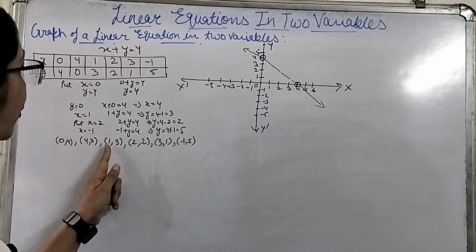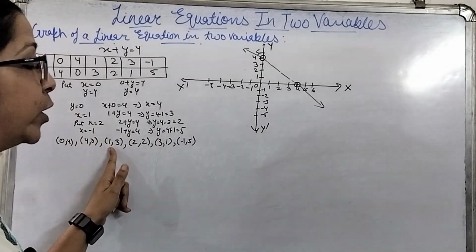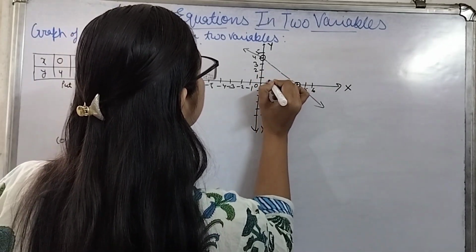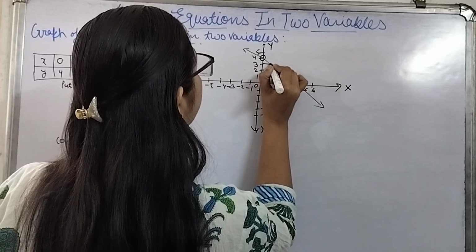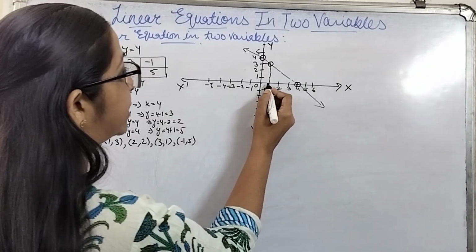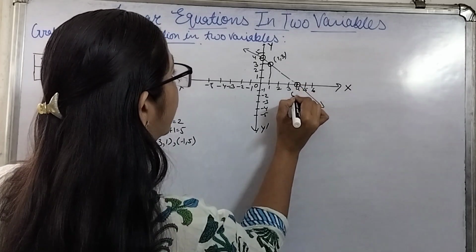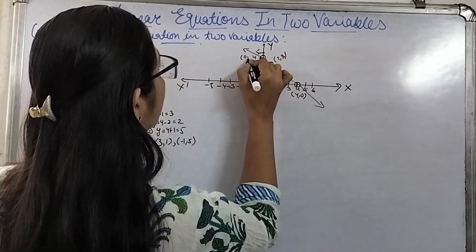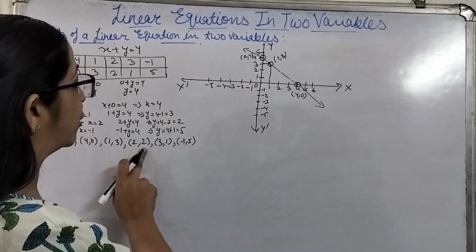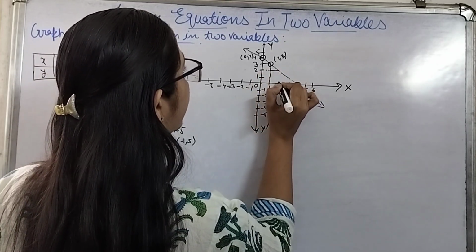Now, 1 comma 3 is also a solution of this equation. That means the x coordinate is 1 and the y coordinate is 3. If I draw the perpendiculars, they are going to intersect over here. That means this is a solution. 1 comma 3 was the solution, and this 1 comma 3 is lying on this line. This point was 4 comma 0, and this point was 0 comma 4. Now the next point was 2 comma 2. So the x coordinate is 2 and the y coordinate is also 2. Here, from both the sides, I will be drawing the perpendiculars.